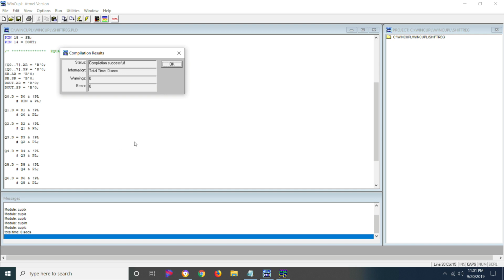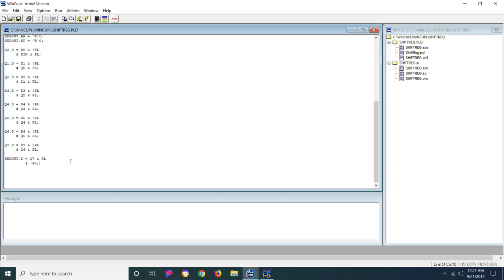So next thing that we're going to do is we are going to pull up WinCUPL, and I'm going to get all of the signals preloaded, and I'm going to generate some states, and I'm going to show you the output of this PLD. Okay, so as soon as I am back, we will take a look at that.